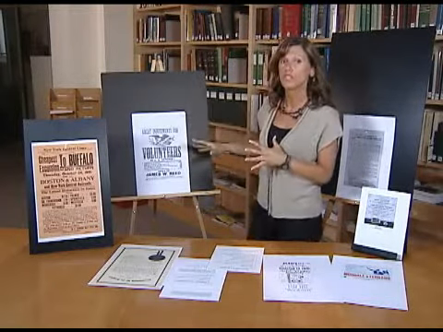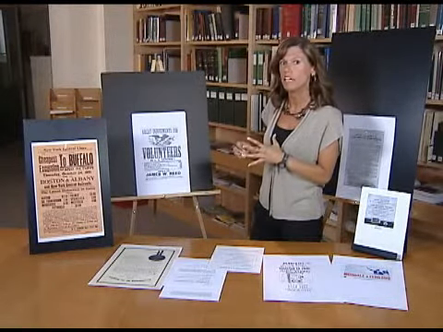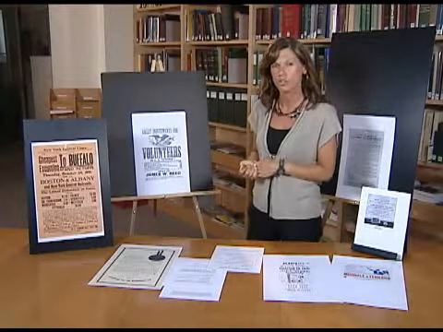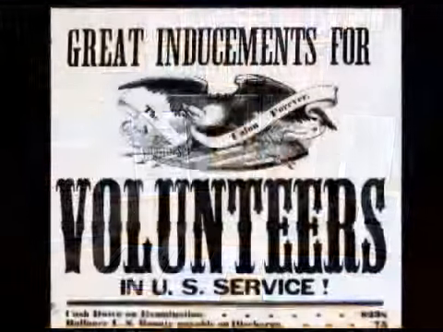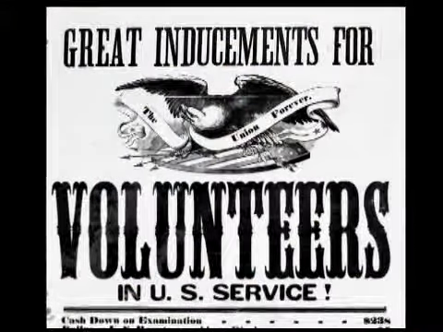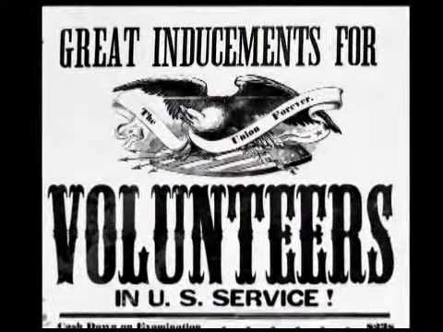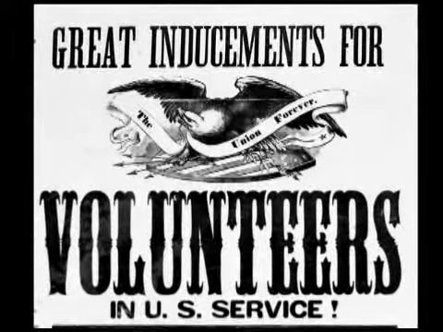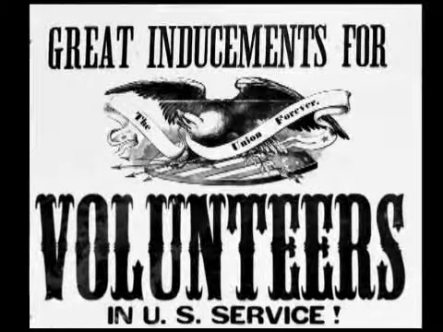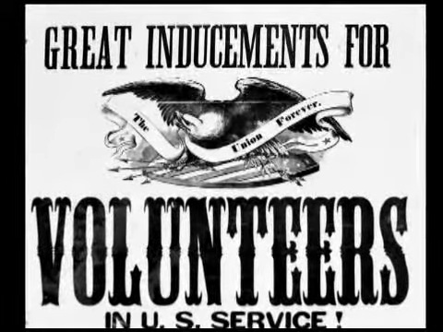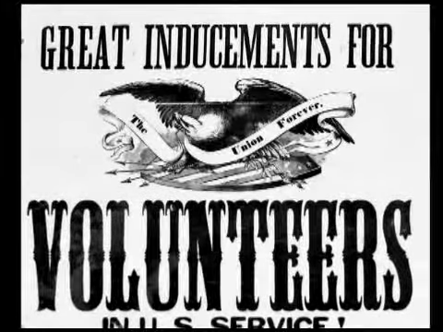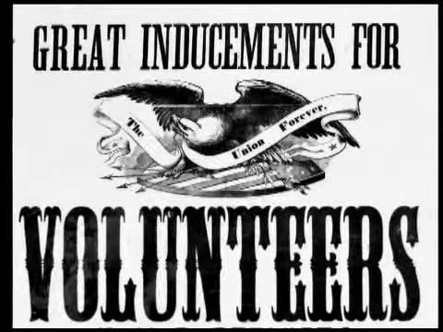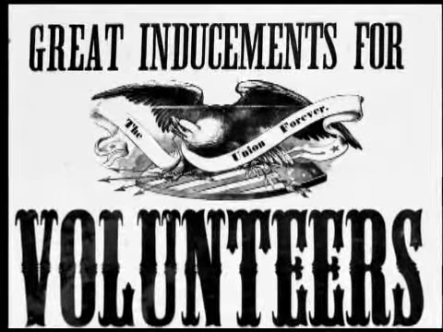It's very important to pull all of the information off of a broadside so that students understand the historical context of the time. First, we should always look at the title. This one, Great Inducements for Volunteers in U.S. Service. It's broad and bold, and it already tells us a lot of information. Second, we should look at the picture. This one is filled with symbolism. We have an eagle, the flag, the arrows, the olive branch, totally screaming patriotism, nationalism.